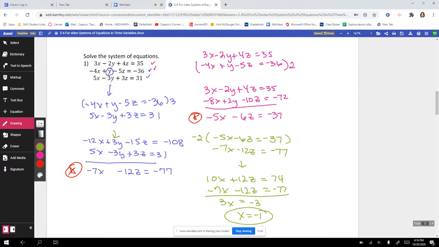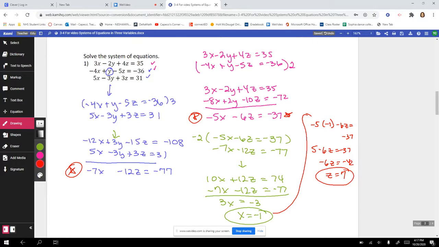So it doesn't matter which equation you go to work with. So I'm going to go up top here, and I'm going to work with this equation. So I have negative 5 times negative 1 minus 6z is equal to negative 37. So that gives me 5 minus 6z is equal to negative 37. So negative 6z is equal to negative 42. So z is equal to positive 7.